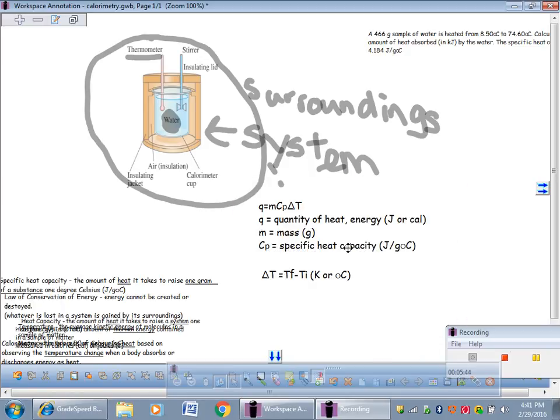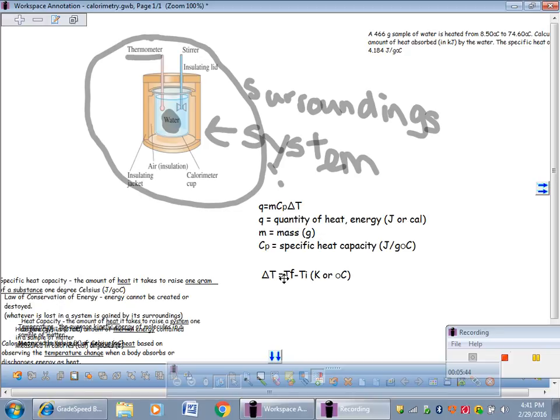Q equals M times Cp times the change in T. So Q is our quantity of heat, so that is our energy that's being exchanged. So joules or calories, depending on the problem. Our mass is M, so that's going to be in grams. And our Cp is the specific heat capacity. So remember, the specific heat capacity is specifically how much energy it takes to raise 1 gram of a substance 1 degree. Okay, so this is an important relationship that helps us figure things out.